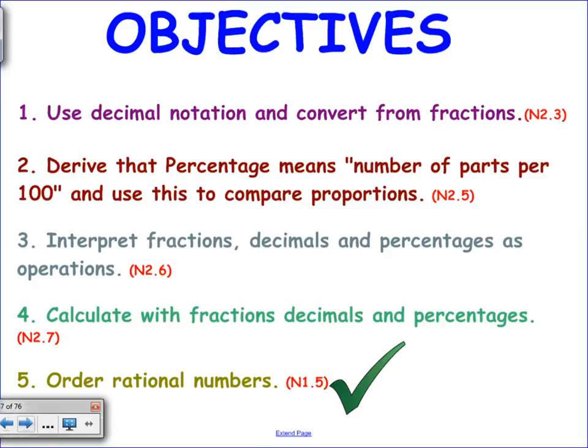Good. And that is ordering rational numbers. I know we've covered a lot. We've done percentages, percentage increase, percentage decrease, done sorting of numbers. We've swapped between fractions, decimals and percentages, percentages of amounts, all sorts. Any questions on anything we've covered?